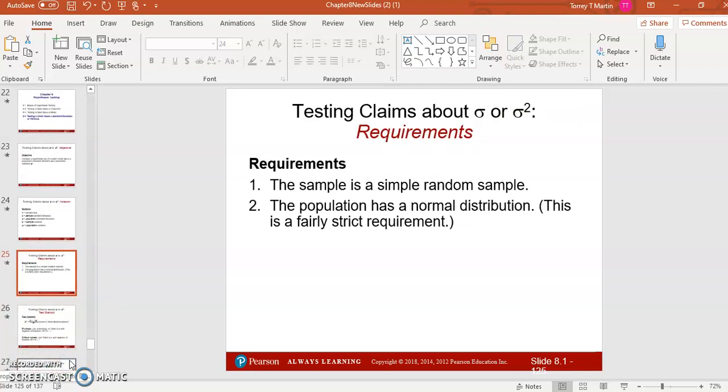Okay, so two requirements for this test, just like all the other tests that we've talked about before. It needs to be a simple random sample. And two, the population has a normal distribution. So this is a fairly strict requirement here.